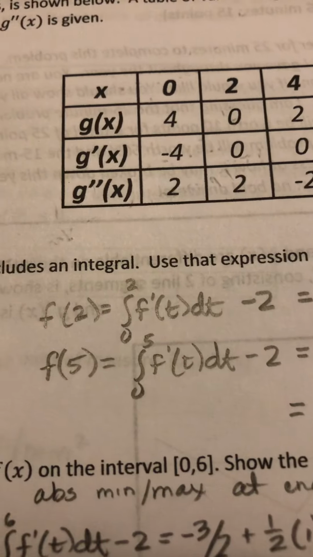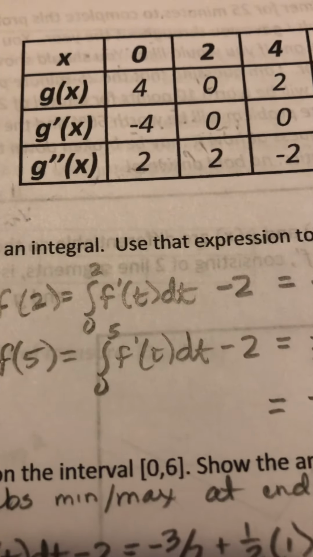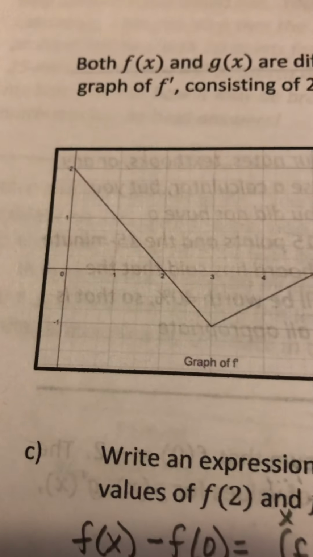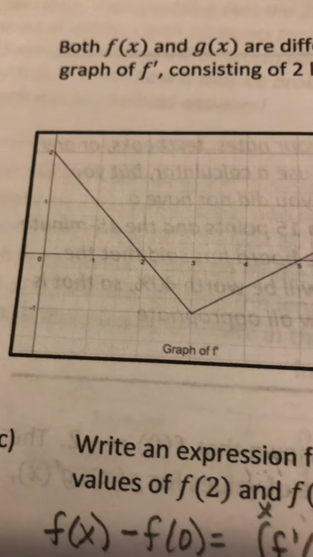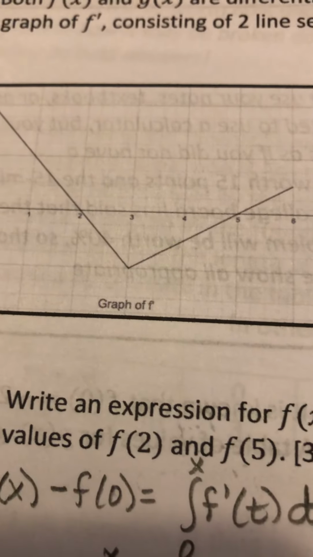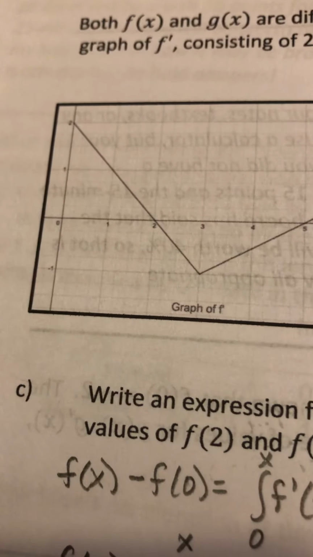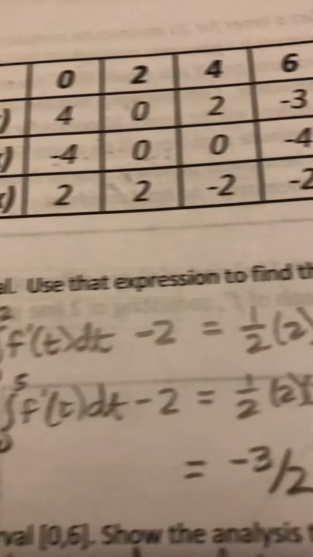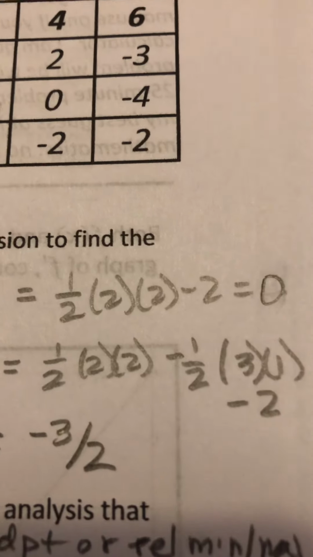F of 5, the integral from 0 to 5, and then again, minus the 2. So we start off with our triangle above, 1/2 times 2 times 2, minus the triangle below, 1/2 of 3 times 1, and then -2.